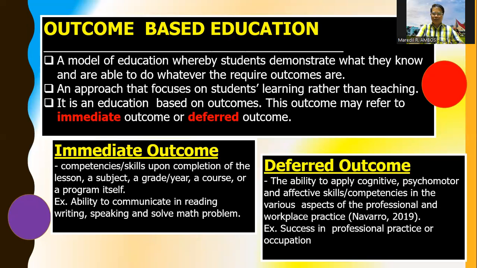Another is the deferred outcome. It is the ability to apply the cognitive, the psychomotor, and affective skills or competencies or the domains in the various aspects of the professional and workplace practice. That's according to Navarro in 2019. An example of this is the success in professional practice or occupation.